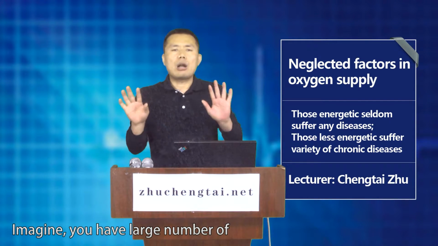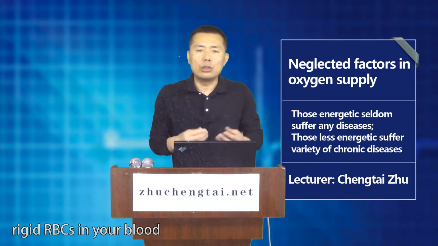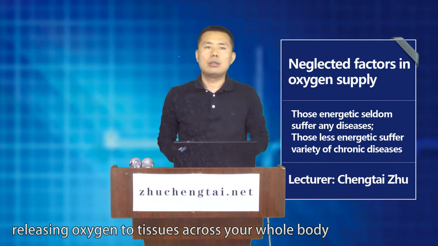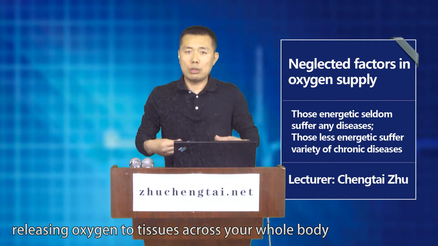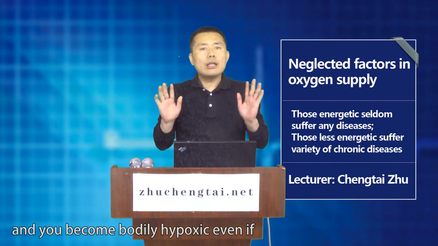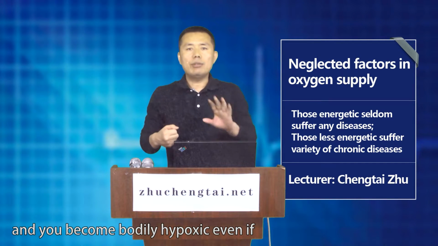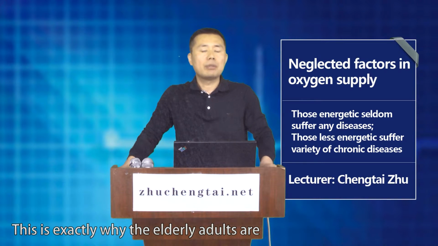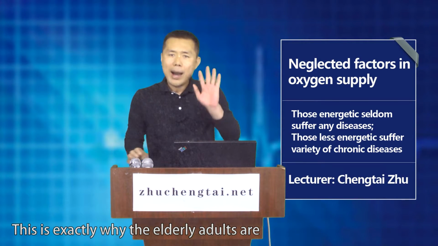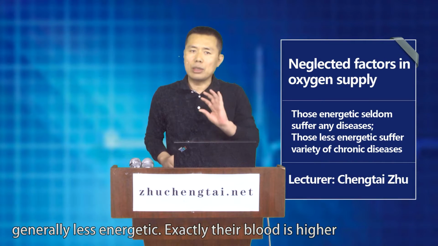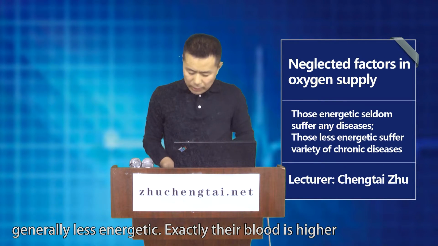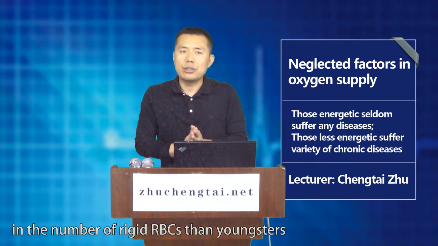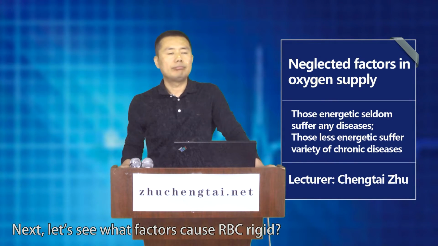Imagine you have a large number of rigid RBCs in your blood. Your blood becomes very inefficient in releasing oxygen to tissues across your body. And you become bodily hypoxic, even if your blood carries sufficient amount of oxygen. This is exactly why the elderly adults are generally less energetic. Exactly, their blood is higher in the number of rigid RBCs than youngsters.